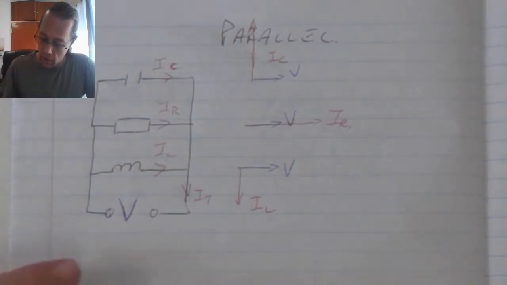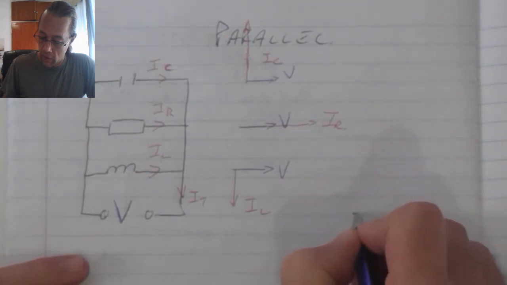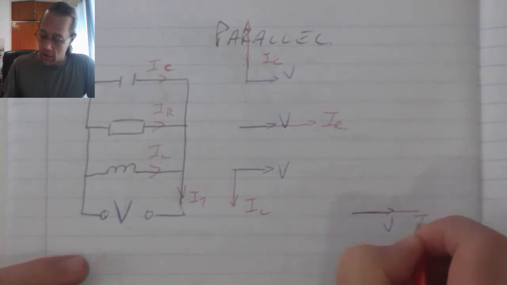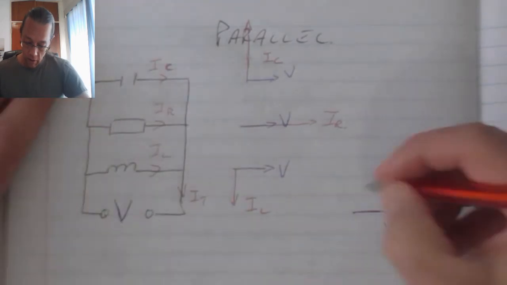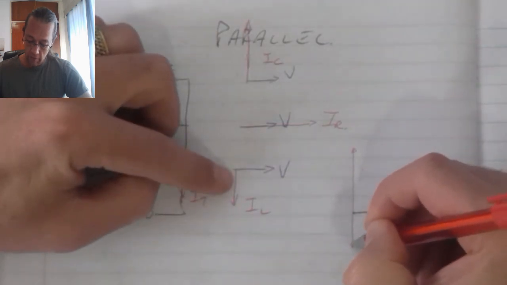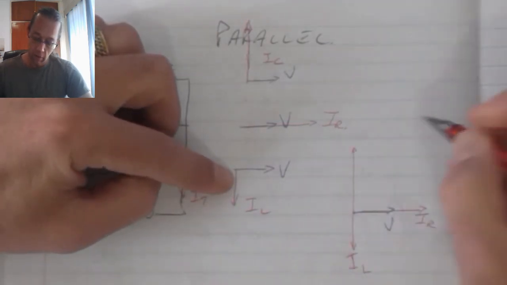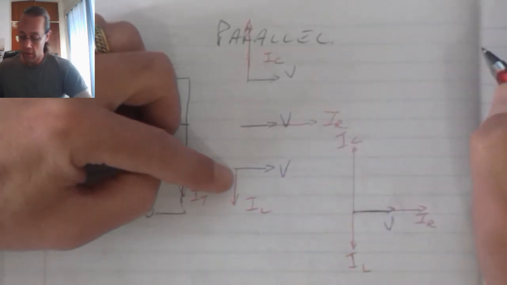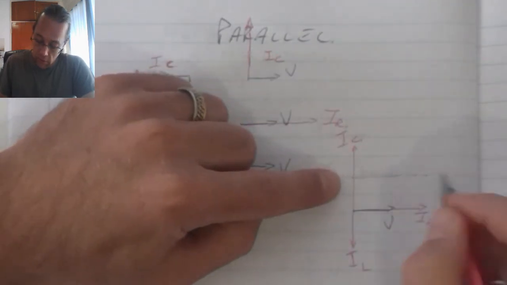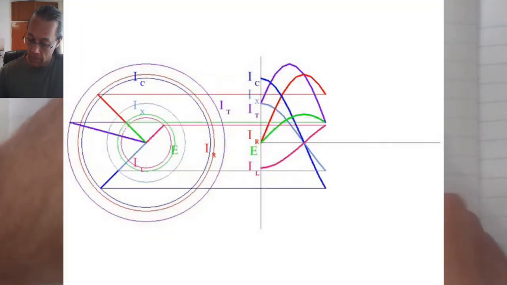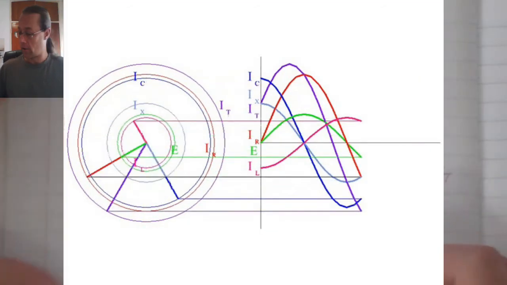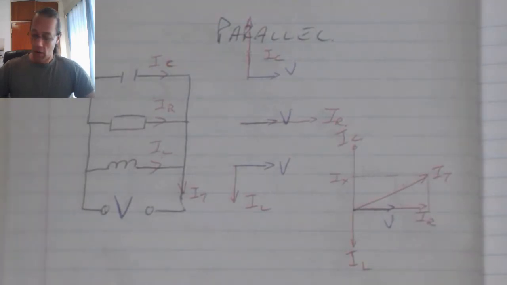When we combine these three vectors, we find that voltage still remains our reference. Resistor current, that's 3 up approximately, and that's about 1.5 down. I've got inductive current, I've got capacitive current leading, and then when we subtract those two, I get my total reactive current approximately there, and then I will have my total current leading the voltage by that angle over there.